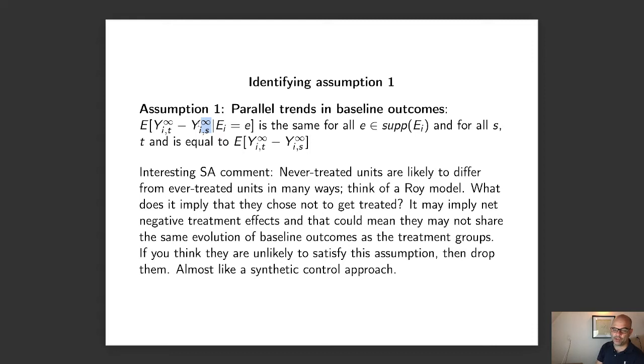So if they're a never treated unit, what does it imply that they chose not to get treated? It may imply net negative treatment effects. They think that if they go to college, they will be worse off, net on net. And that could mean that they do not have parallel trends. They may not share the same evolution of baseline outcomes as the treatment groups. So Sun and Abraham made this comment, and they said, if you think you're unlikely to satisfy the parallel trends assumption, then drop them. Just drop those units. I'm not saying to do it. I'm just pointing out that they say it.